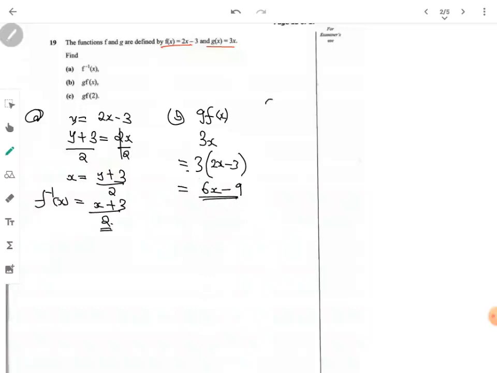C, find g of f of 2. Now, g of f of 2 is, you've seen here, g of f and g of f, they're the same. There's x here, that's why I have x here. Now, if I put 2 here, that means where there's x, I'll put 2. So I'll say 6 times 2 minus 9. So give me 12 minus 9, and that should give me 3. That's all.